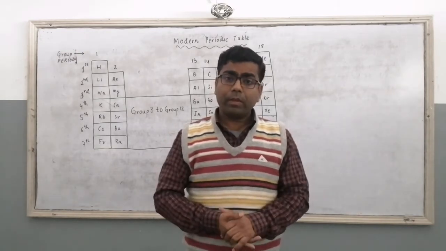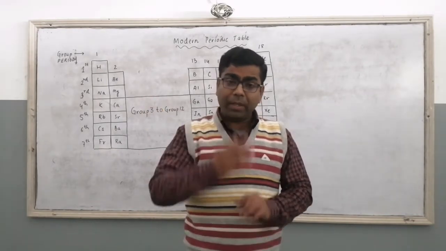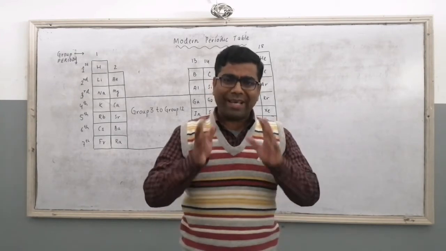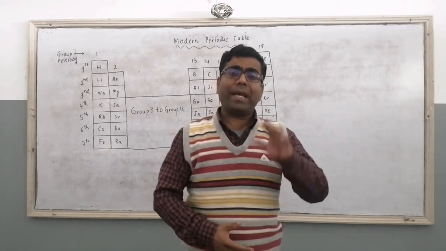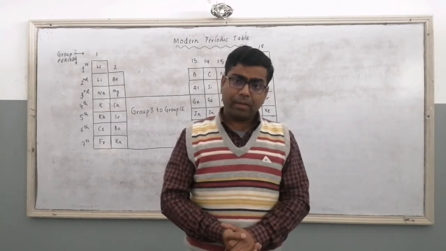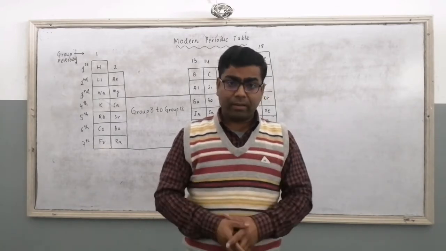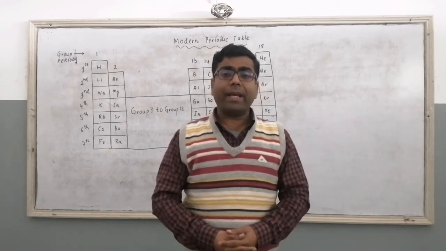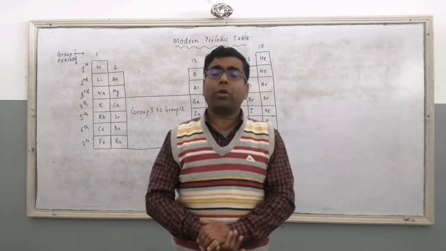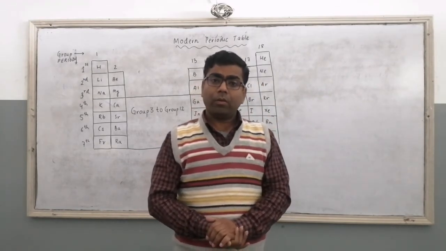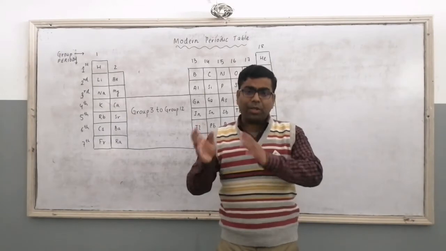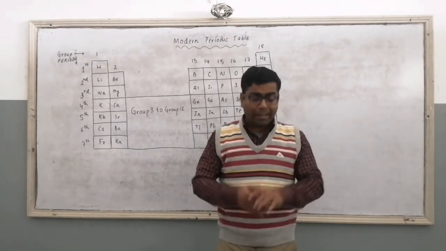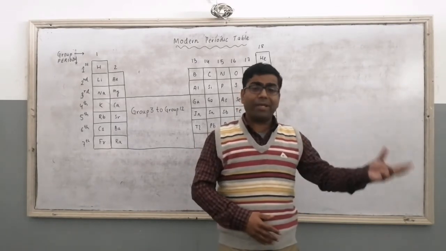Next one. If we start moving from left to right in a period, electropositive character decreases and electronegative character increases. Electropositive character, property to lose electron. Electronegative character, property to gain electron. Or we can say metallic nature changes to non-metallic nature. Metals have electron losing tendency while non-metals have electron gaining tendency.